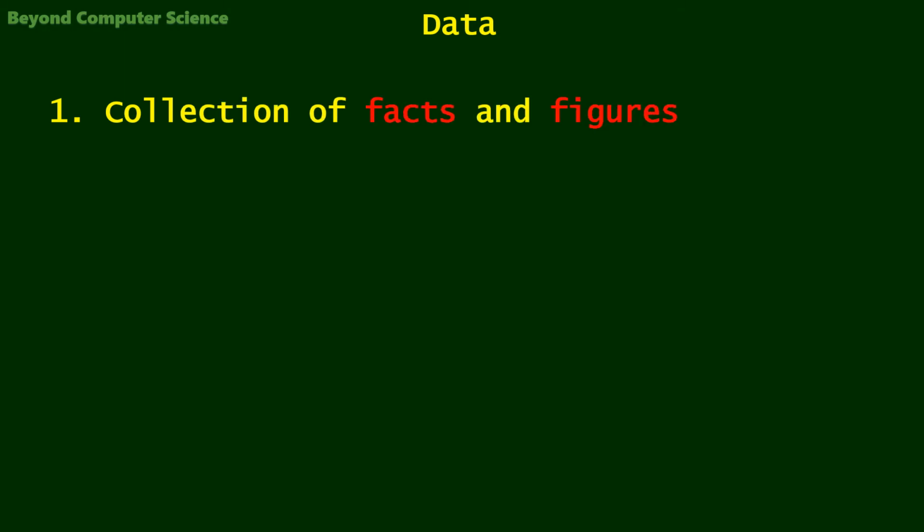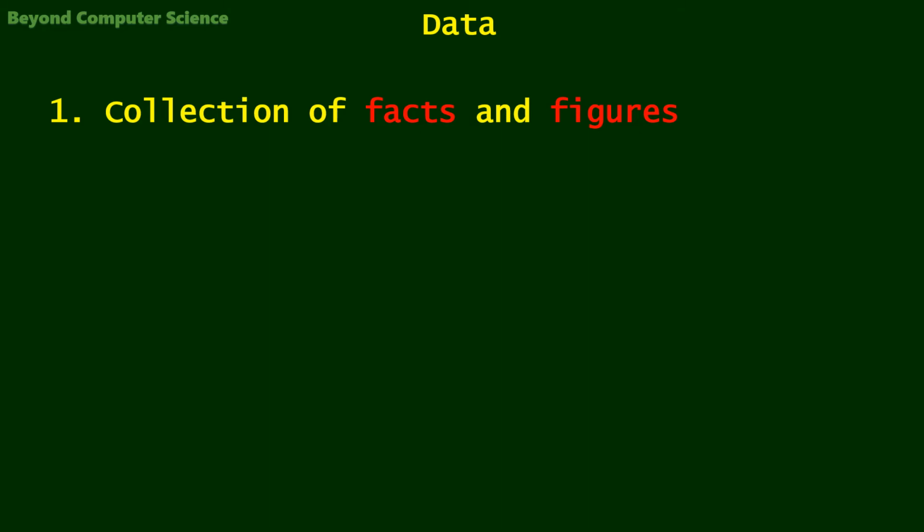In this video, we are going to understand what we mean by data transmission and data transmission modes. But before starting that, we should consider what we mean by data in computer science. Data has many definitions in computer science. It is used differently with different concepts of computer science. The very first definition of data is that data is a collection of facts and figures.